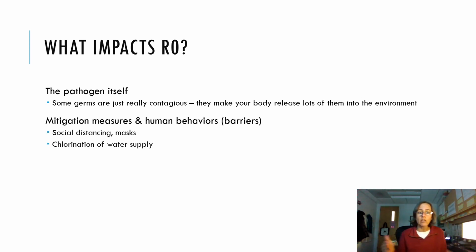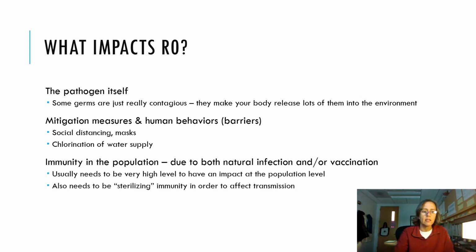Mitigation measures that we do or do not employ can make a huge difference on the R0. So things like social distancing and masks reduce the ability of COVID to infect other people. Chlorinating our water supply reduces the ability of cholera to infect other people. So R0 is not just due to the germ itself, it's also due to the things that we do or do not do to try to control the germ, as well as our immunity to the germ.